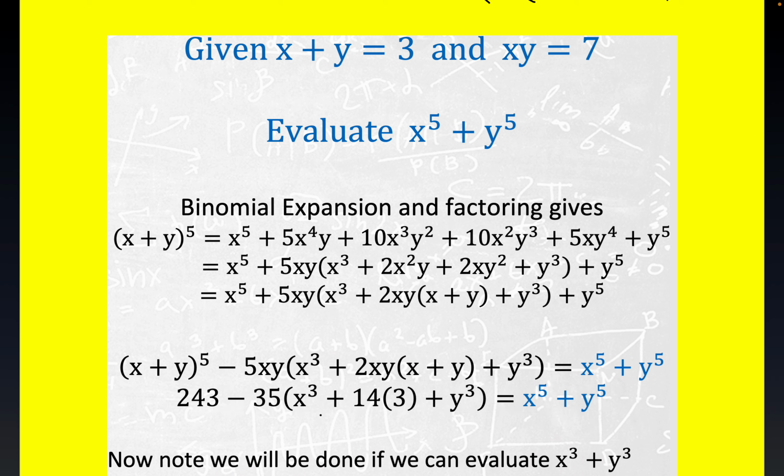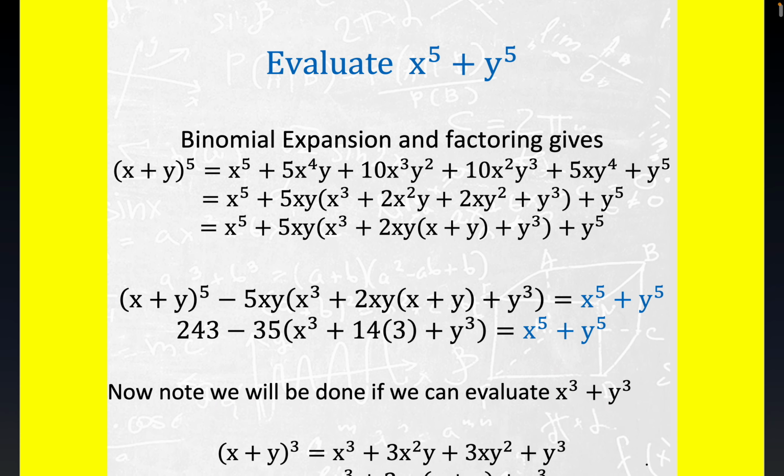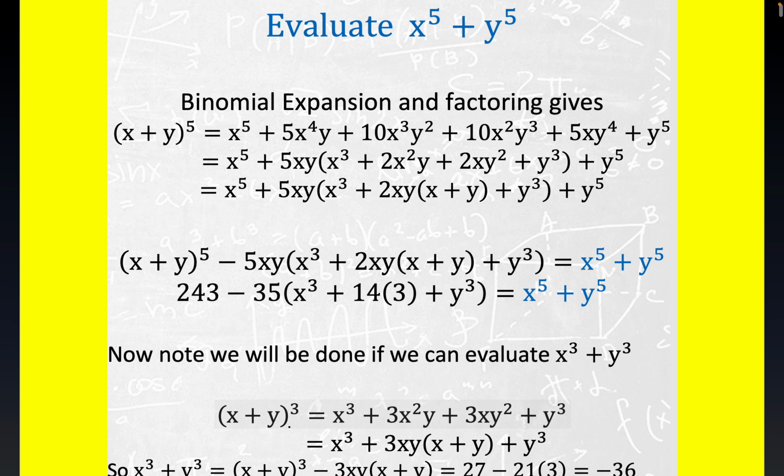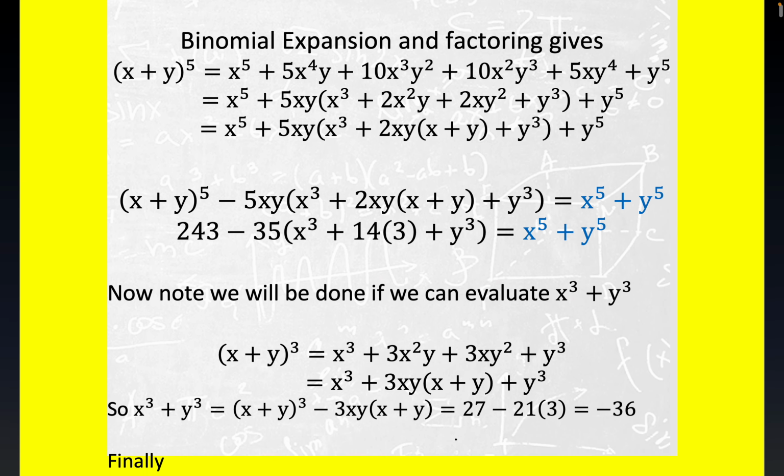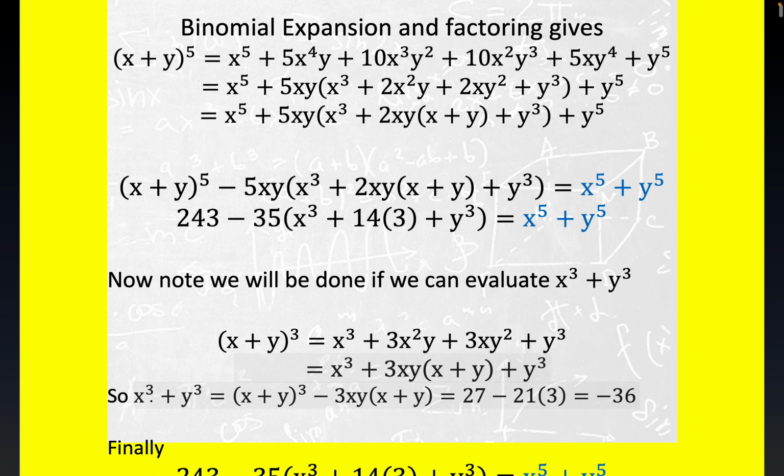But notice that all that's left here is x cubed plus y cubed. Everything else is a constant. We would know what x to the fifth plus y to the fifth is if we could evaluate x cubed plus y cubed. Well, this is iterative in the sense that you can use the binomial expansion again. I didn't write it in here, but this is just the binomial expansion. And in a similar fashion, you can determine exactly what x cubed plus y cubed is equal to. It's negative 36. Okay, so we did a double dip on the binomial expansion.